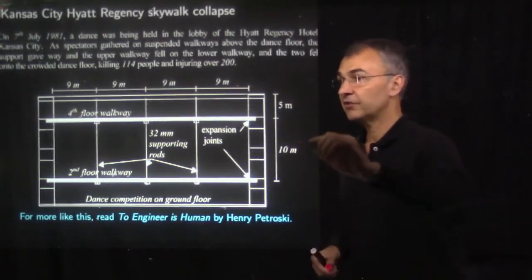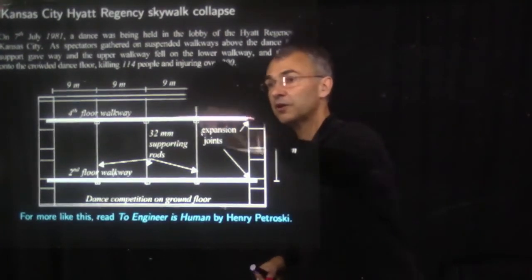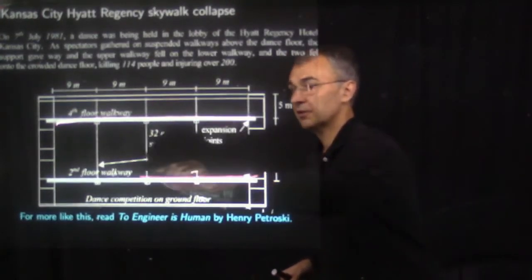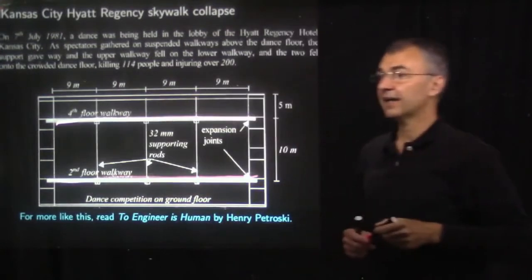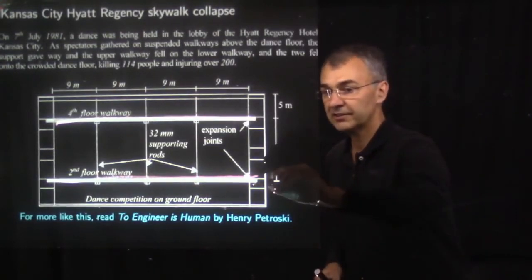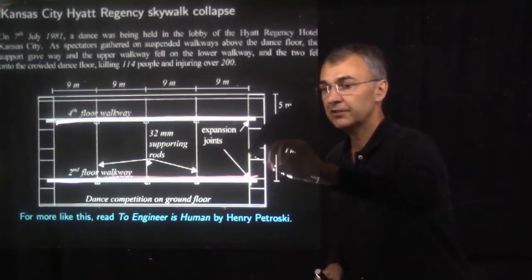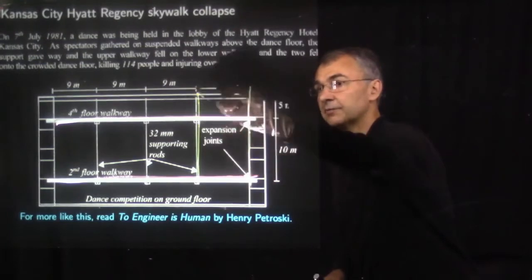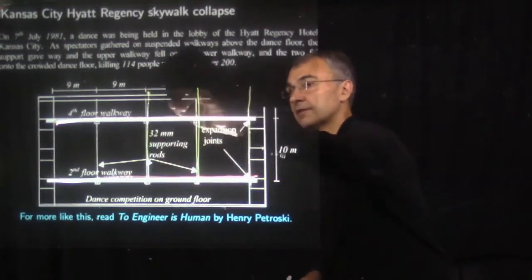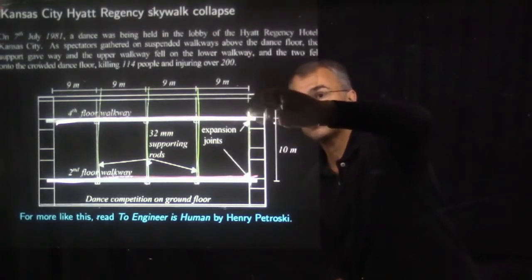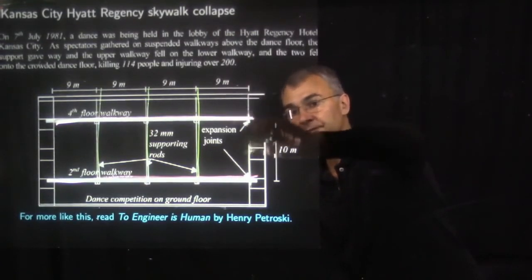So this is a fourth floor walkway, and this is a second floor walkway, and then each floor of this walkway is connected to the ceiling by some really long metal rods like this that basically go from the ceiling down to the lowest level.